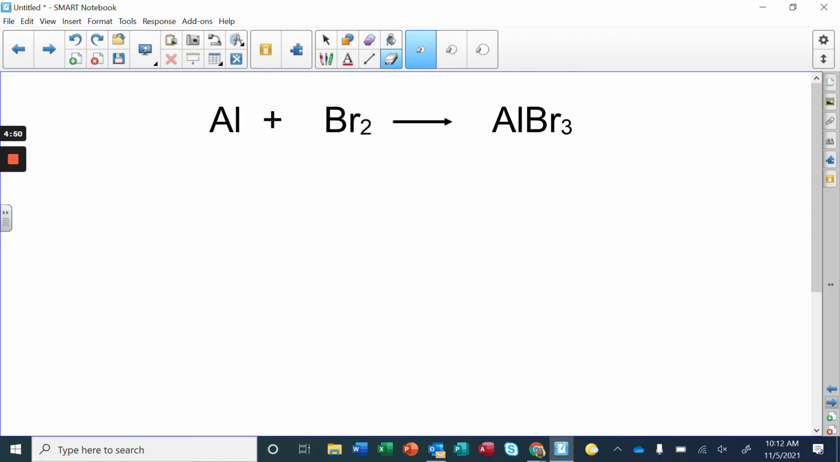Moving on to our next equation. We're going to start off the exact same. I'm going to start by dividing my reactants and my products. Label the reactants.